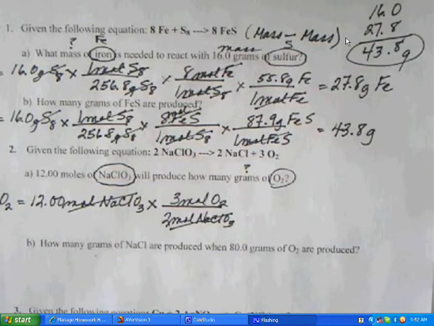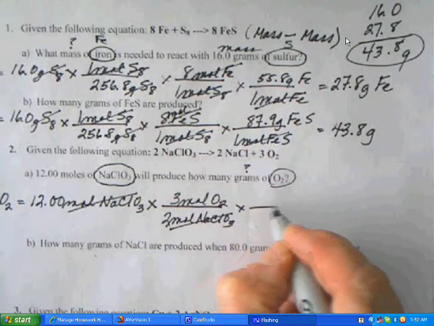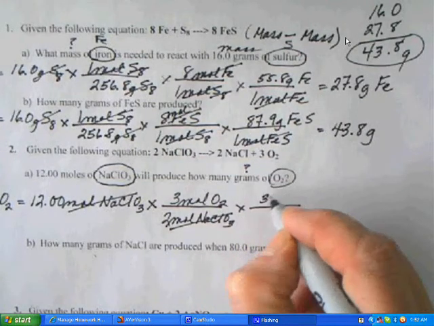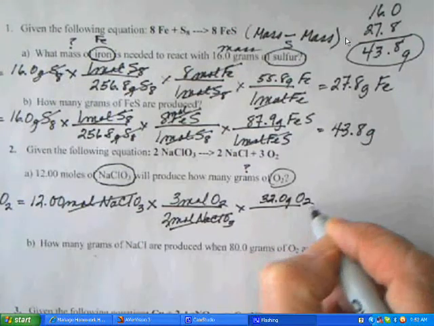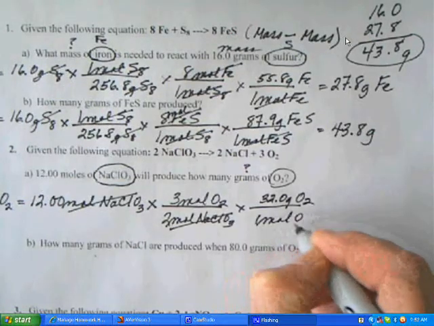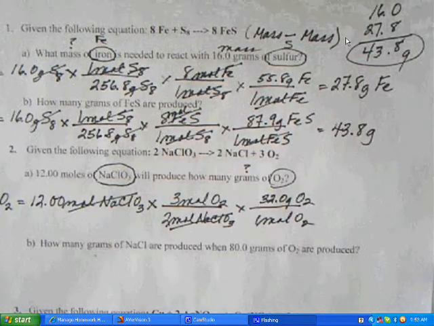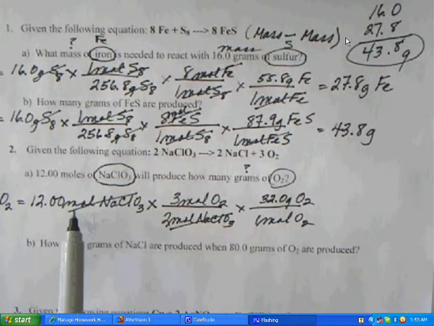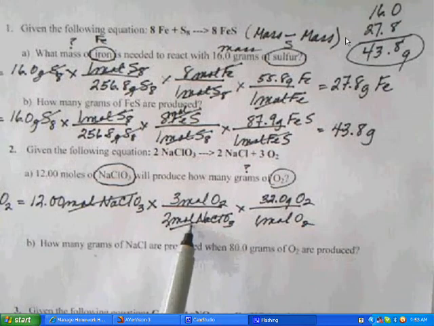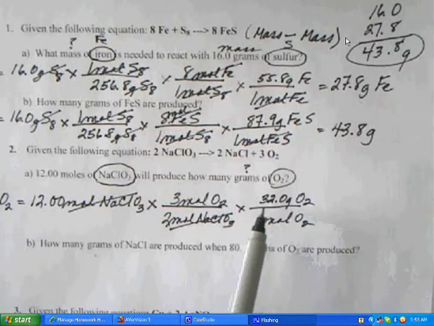So we're going to take 12.00, multiply it by 3, divide it by 2, and multiply it by 32. And I forgot to cancel these units. So my answer came out to be, anybody get an answer? 32 times 18. 576 grams. Really? I got some. Okay.